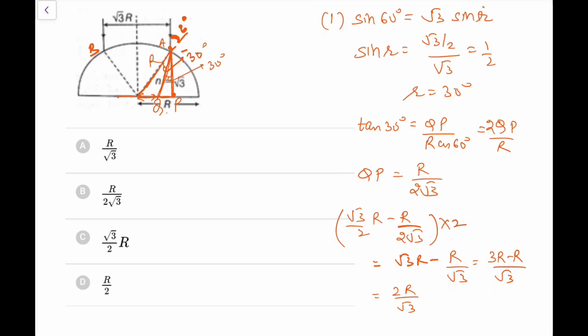Okay, actually I have calculated the diameter if I take the 2. So I need not take this 2. This is basically the diameter here, so the radius would be R by root 3. So I was lucky that no such option was there, otherwise I would have taken the diameter. So it is R by root 3 because we have to check for the diameter, not for the radius. Yes, this is option A.